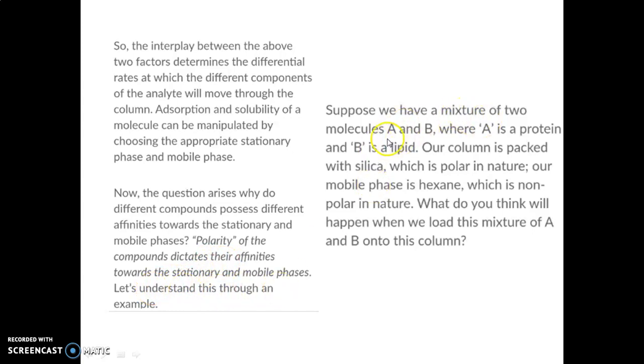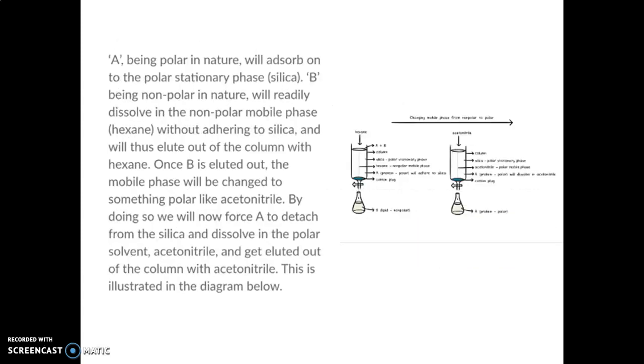Suppose we have a mixture of two molecules, A and B, where A is a protein and B is a lipid. Our column is packed with silica, which is polar in nature, and our mobile phase is hexane, which is non-polar. What do you think will happen when we load this mixture of A and B on the column? So A, being polar in nature, will adsorb onto the polar stationary phase, silica. And B, being non-polar in nature, will readily dissolve in the non-polar mobile phase, that means n-hexane, without adhering to the silica, and will thus elute out of the column with the hexane.